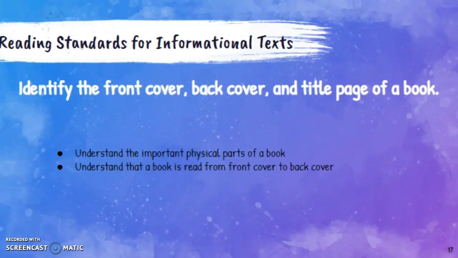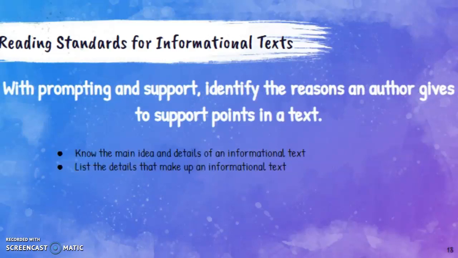Identify the front cover, back cover, and title page of a book. Your child needs to know the important physical parts of a book. We will learn that a book is read from cover to cover. With prompting and support, identify the reasons an author gives to support points in a text. Your child will know the main idea and details of an informational text, and your child will also be able to list the details that make up an informational text.